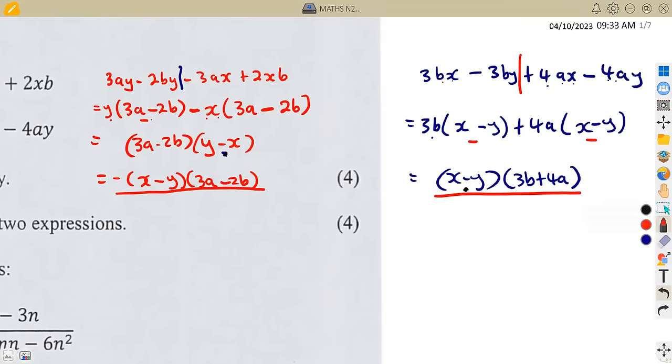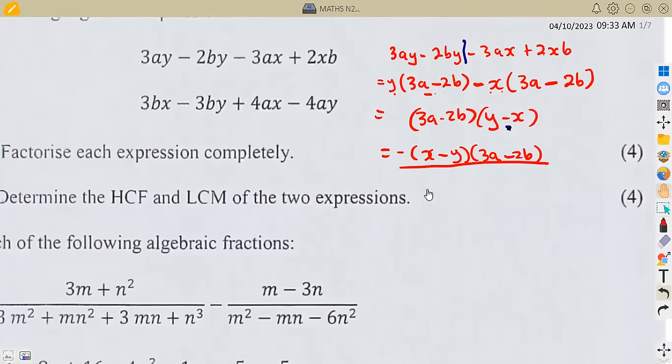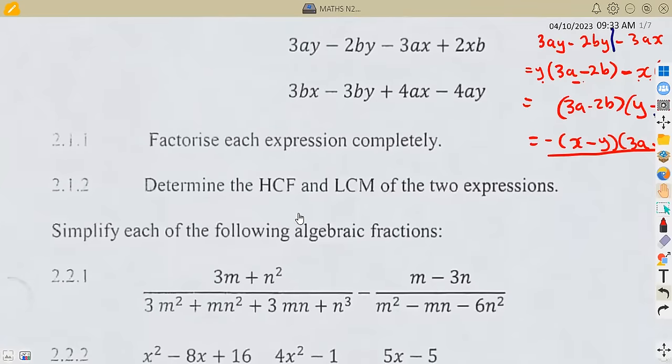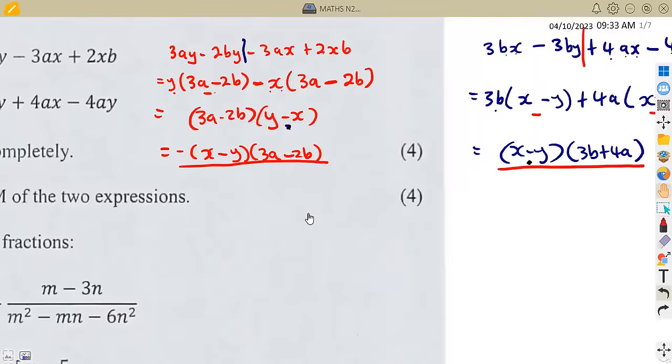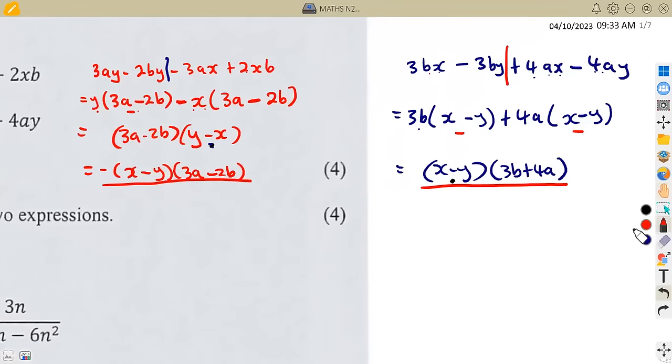Okay, so now let's check the question on 2.12. Determine the HCF and LCM of the two expressions. All right, so remember that the HCF is supposed to be common throughout the given expressions. So that's 2.12. So the HCF, we can take as x minus y, because this is common, x minus y here, x minus y. But before we factored the negative, it was going to be difficult for us to have the HCF. All right, so this is going to be x minus y. That's our HCF in this case.